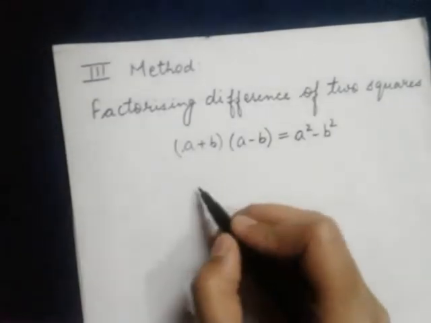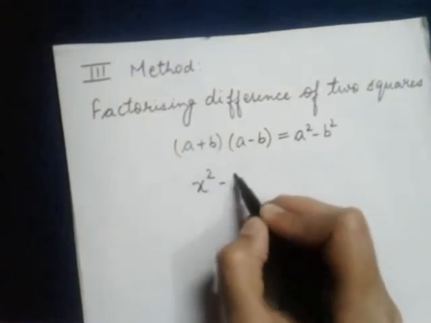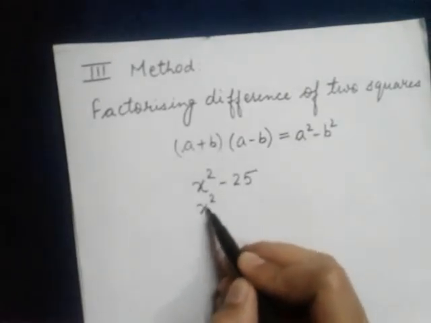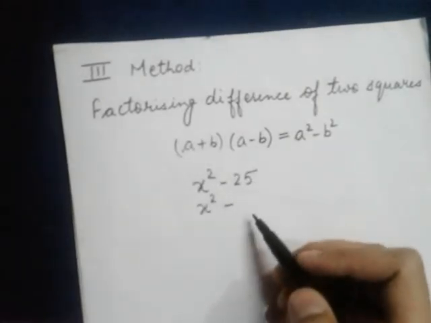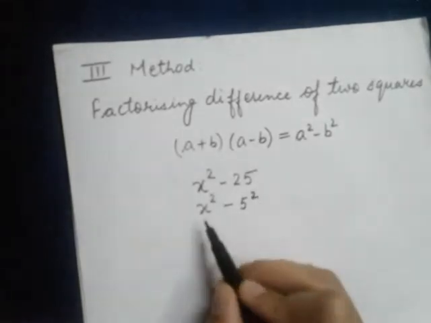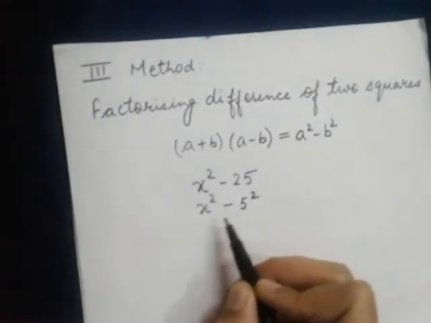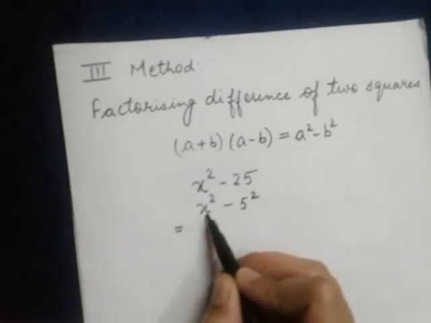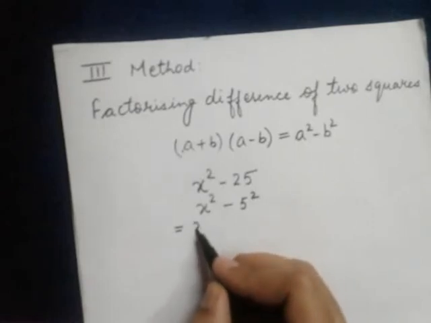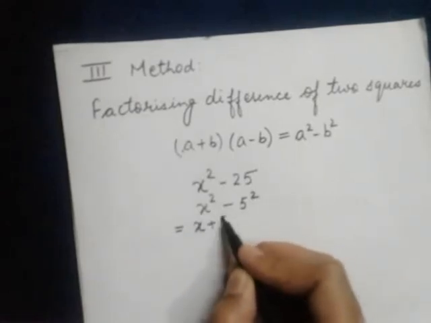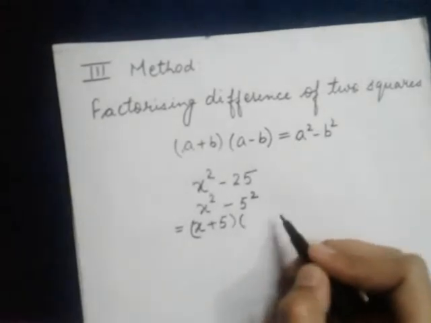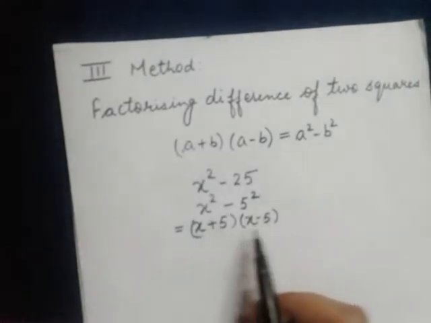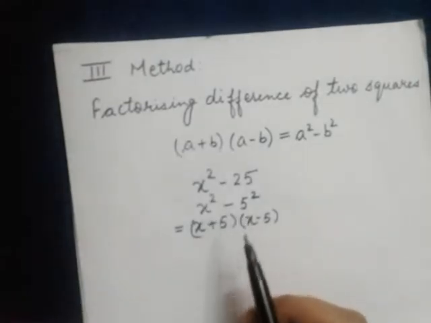For example, if we have the expression x square minus 25, here x square is a square term and 25 is a perfect square that can be written as 5 square. This expression contains the difference of two squares, x square minus 5 square. So the factorization of this expression will be x plus 5, that is first term plus second term, and x minus 5, that is first term minus second term. These two are the factors of the expression x square minus 5 square.